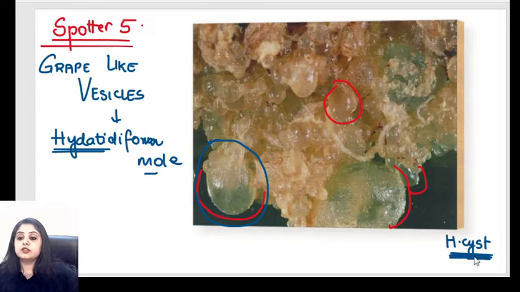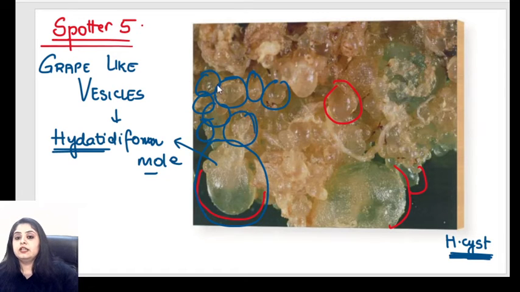I want all of you to recall, because 2 days back I showed you the spotter of hydatid cyst, right? And what was the color of the cyst wall? The color of the cyst wall was pearly white, which is not the case with hydatidiform mole. In hydatidiform mole, you see these tiny, multiple, varying size vesicles. They look like a bunch of grapes. That is why you call it hydatidiform mole. It's like a bunch of grape-like vesicles, but they don't have that nice pearly white color.